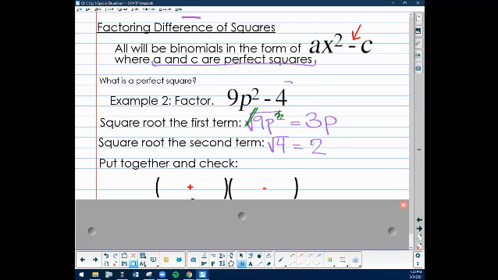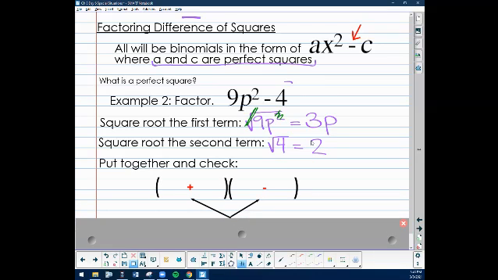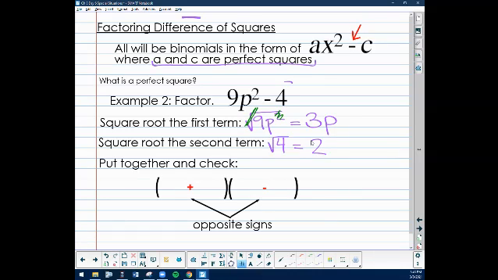Then we always have our outline put together. One's positive, one's negative. Square root of the first term goes in the first spot, 3p. Square root of the second term goes in the second spot, 2. And then we do the same thing, 3p and 2.